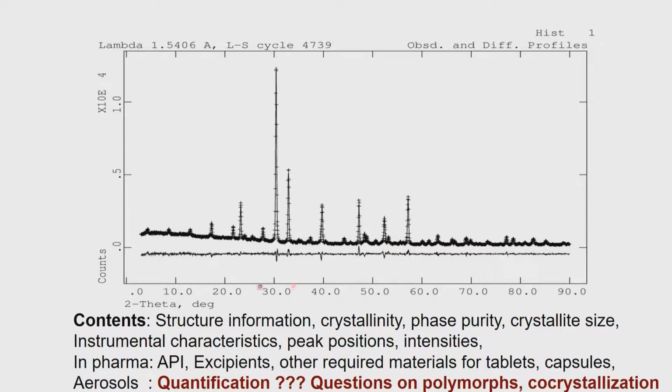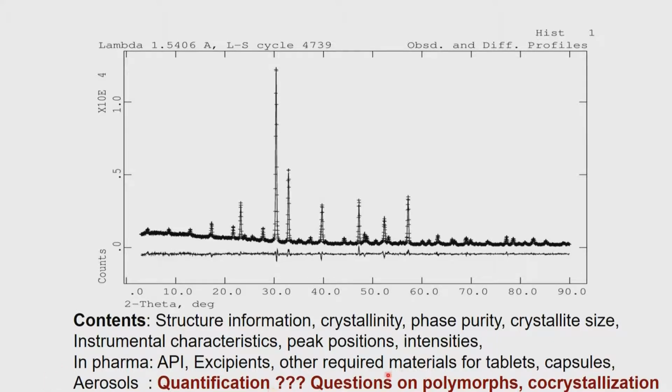So, we have the x axis giving us the geometry, the y axis giving us the structure information. The x axis is the one which is most crucial for most of the industries, because they want to get to the cell dimensions and the possible crystal structure information that can be derived from this. Other than that, in the pharmaceutical industry, they want to find out the API, the structure of the as prepared pharmaceutical ingredient, excipients if any, other required materials for tablets, capsules and so on. And they also want to quantify in case of aerosols.